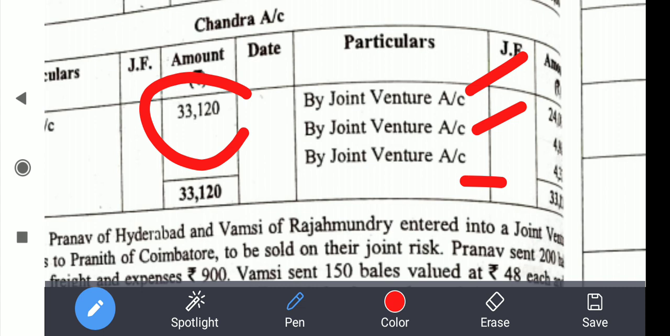If anybody has a good knowledge of the preparation of journal entries, you can easily prepare the ledger accounts. You can easily prepare the general accounts. So if you are interested, I will again focus on journal entries, how to write the journal entries.